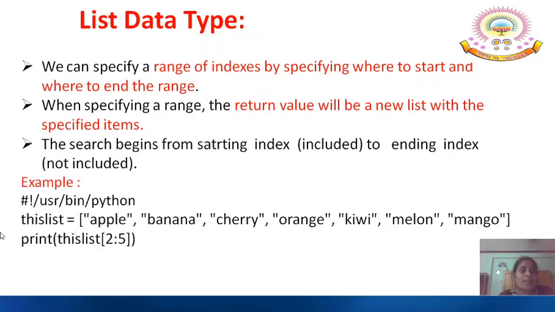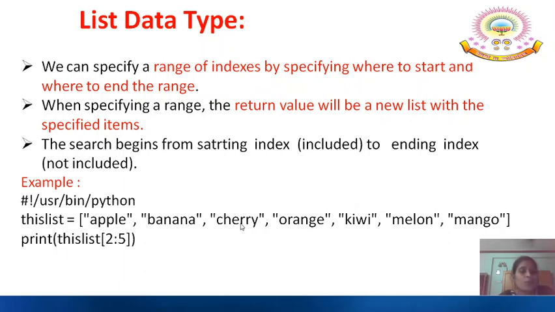So for example, this list equals apple, banana, cherry, orange, kiwi, melon and mango. And in this we want to create a new list which will have the second index value up to the fourth index value. So this list of 0 is not considered. This list of 1 is also not considered.